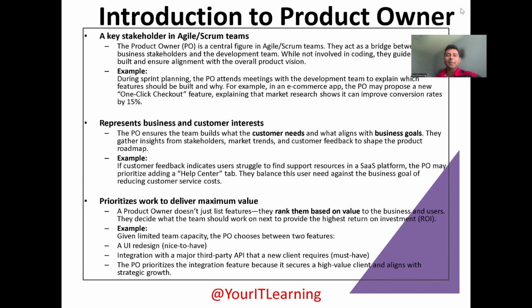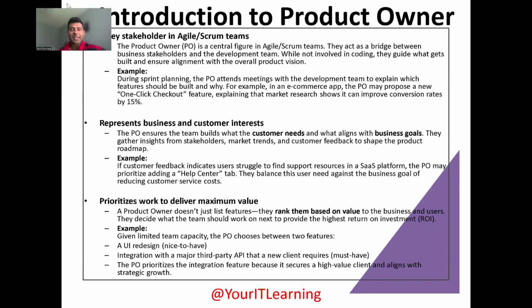So what will be an example of that? Take an example during sprint planning. The product owner attends the meeting with the development team to explain which feature should be built and why. For example, if you're working on an e-commerce app, the product owner may propose a new one-click checkout feature, explaining that market research shows it can improve conversion rate by 15%.